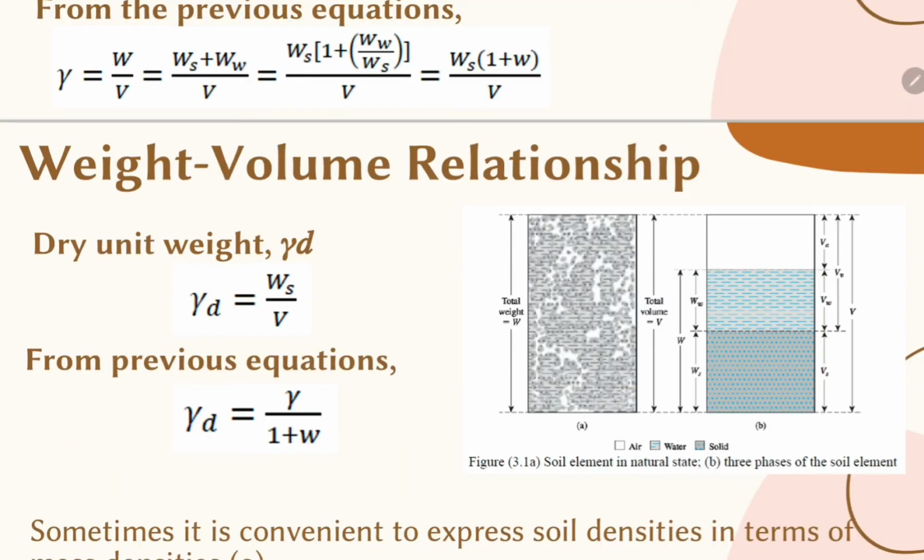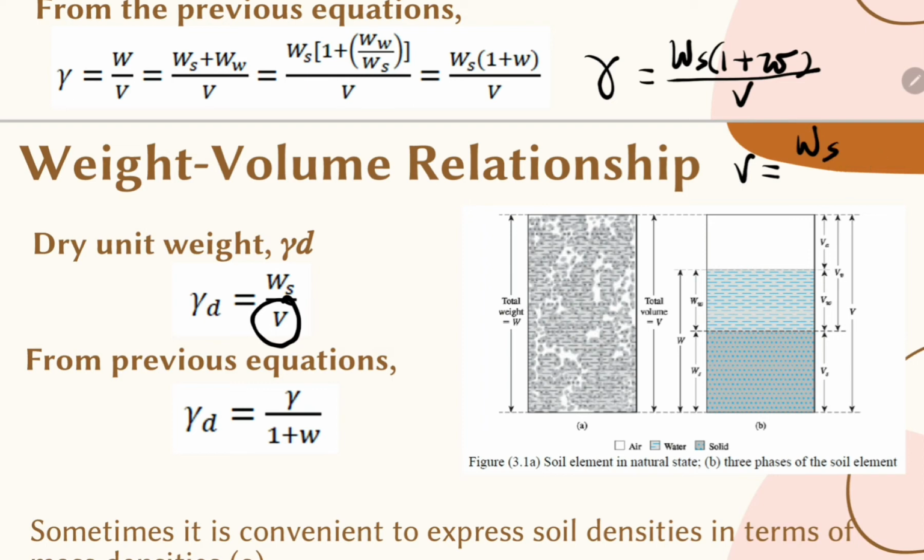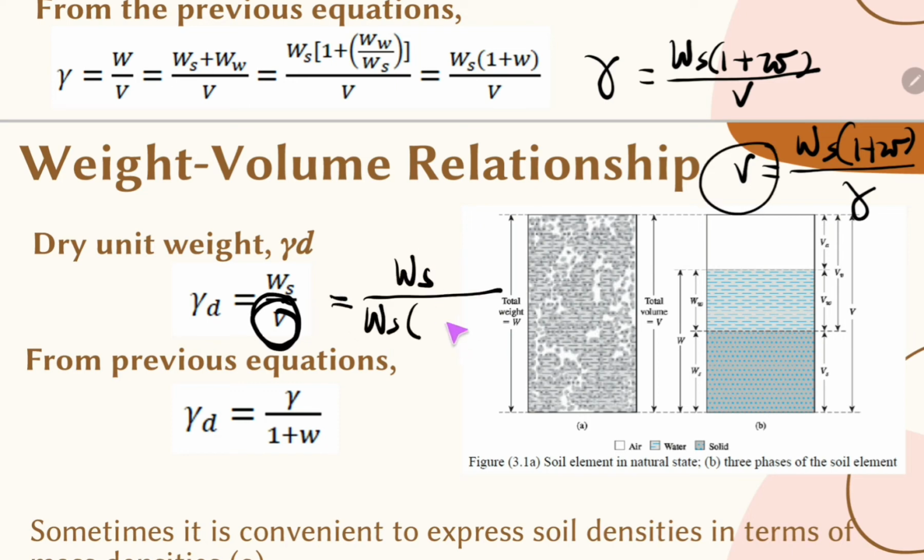Bakit nangyari yan? So, we will simply replace the volume here by, okay, and then from here, what is V? Tama ba? V is, okay, 1 plus omega all over gamma. Now, you'll simply replace the denominator by this one. So it will become, okay, and this one will cancel out. And it will become gamma over 1 plus omega.